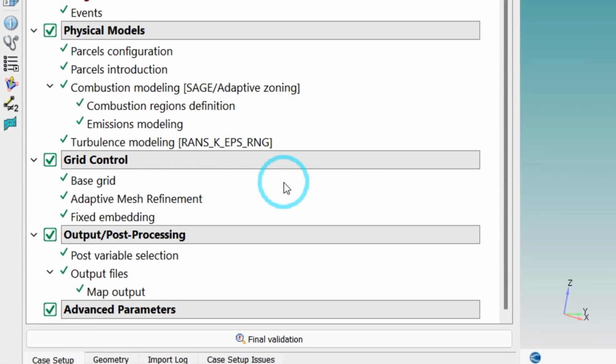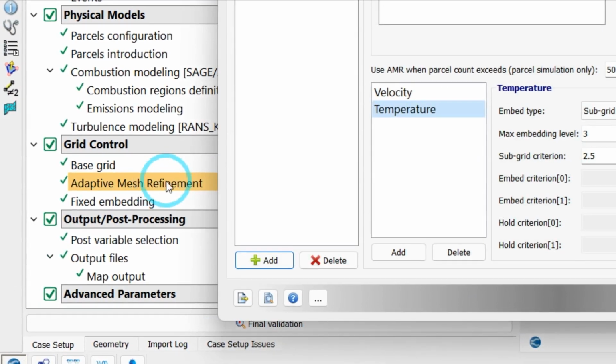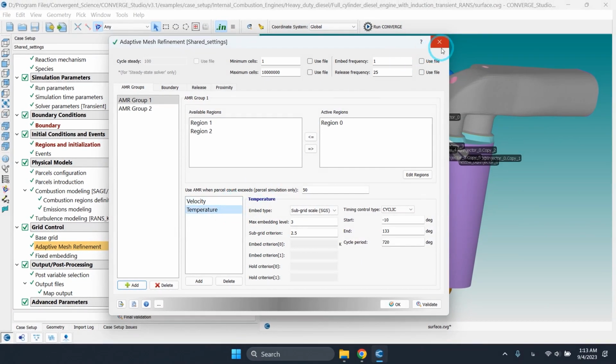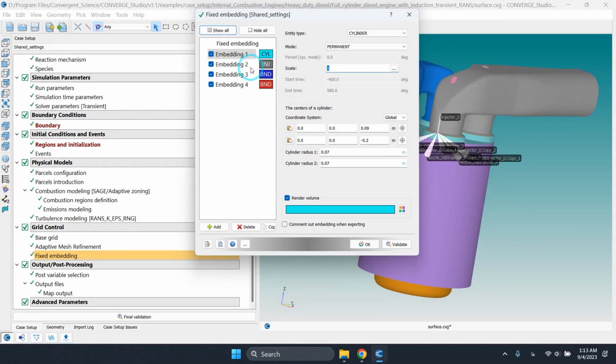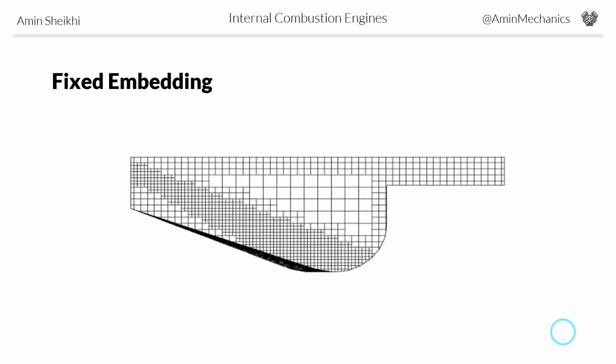Here are our grid control options we usually use, like base mesh, AMR, and fixed embedding. We can use fixed embedding to refine the grid at specific locations in the domain, where a finer resolution is critical to the accuracy of the solution. For example, when simulating sprays, you can add an area of fixed embedding by the nozzle to resolve the complex flow behavior. Fixed embedding allows the rest of the grid to remain coarse to minimize simulation time. In this figure, you can see the fixed embedding near walls and nozzle spray domain.